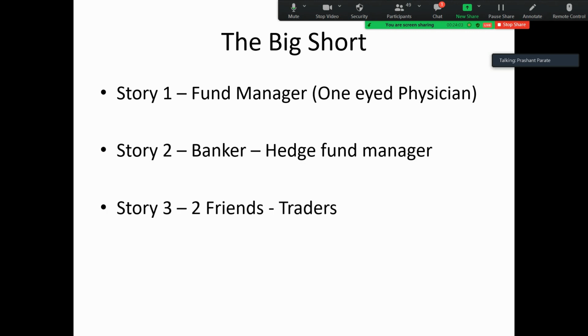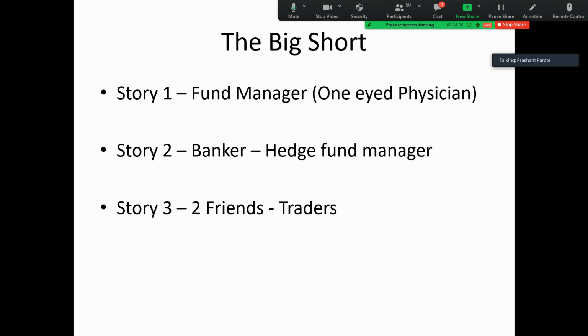So this is the second story. And then there is the third story. There are two friends, they are traders. They come to know about Dr. Burry's, the first story guy, analysis and they find his paper. They read that paper and start shorting the bonds from that study. So they are traders and technical analysts. The first person started shorting bond markets in 2005 and waited till 2008 for them to fall.